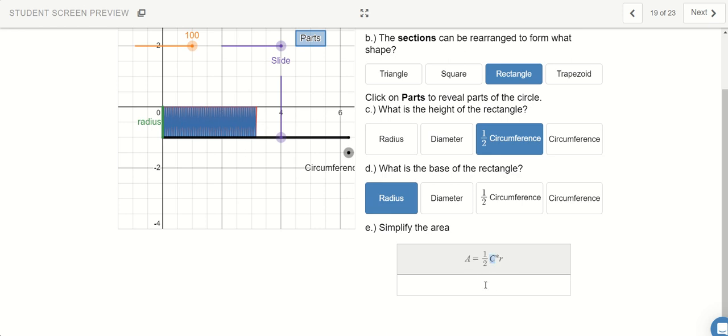I can rearrange circumference to write it as area equals 1/2 times 2 pi r times r. And notice that the 1/2 and 2 are going to cancel out. R times r is going to become r squared. So area equals pi r squared. So these are two different proofs to show what the area of a circle is.